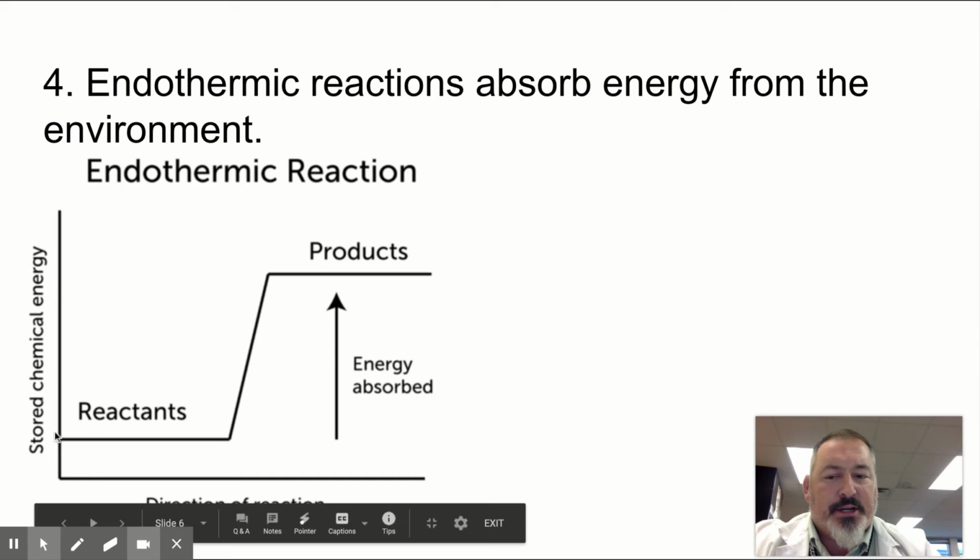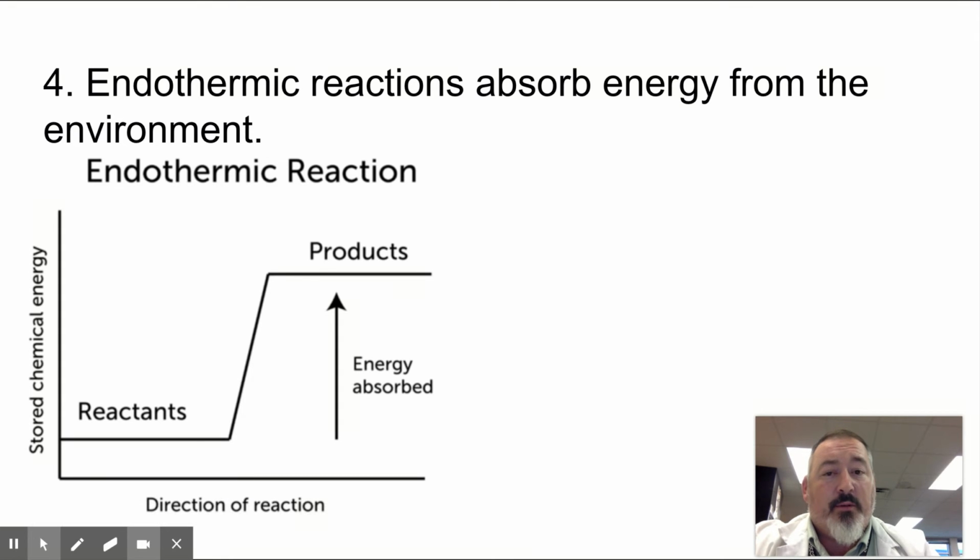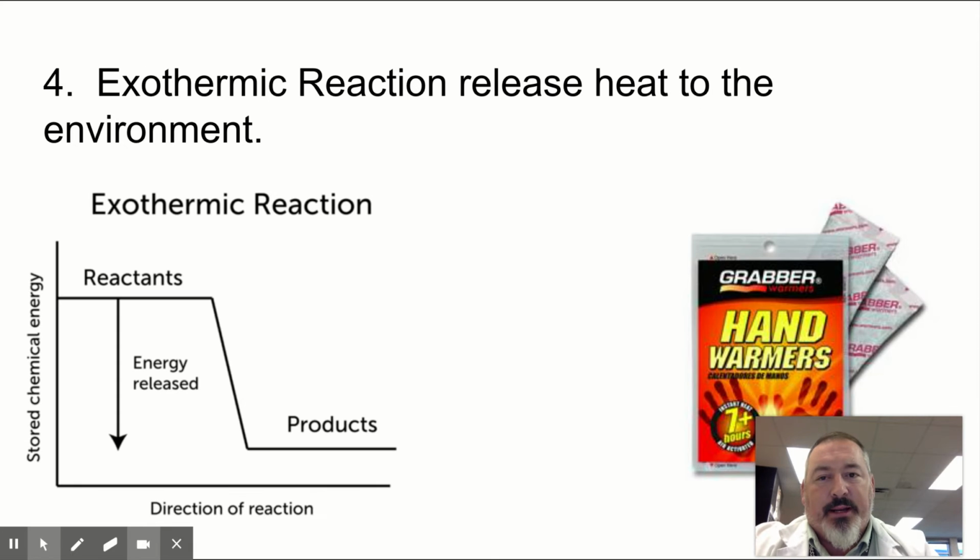So this is the direction of the reaction, kind of the course of the reaction, and we're going to see that we go from reactants to products. On your notes, it's asking you to identify where the reactants are and where the products are. Also, it's going to ask you to go back and identify the activation energy. We'll talk about that one in just a minute.